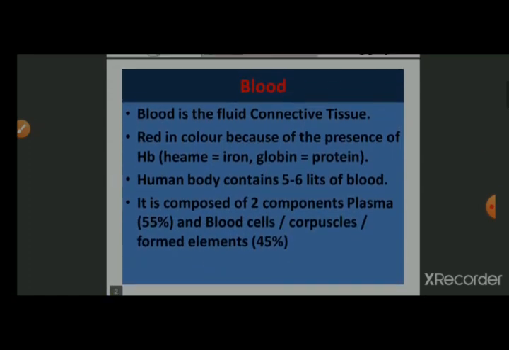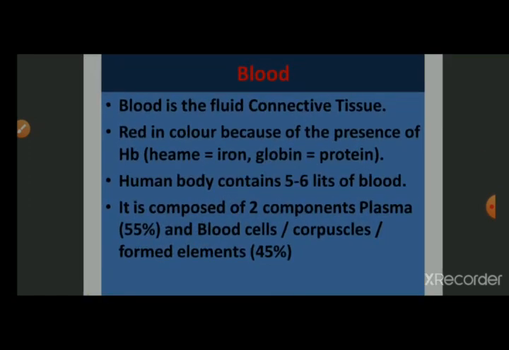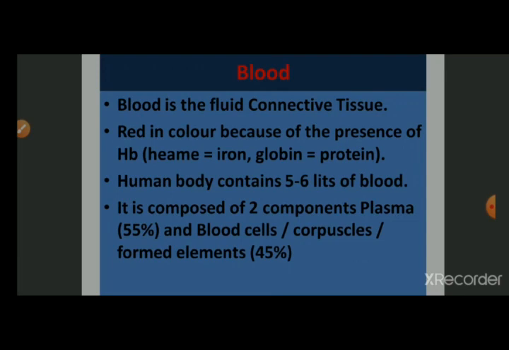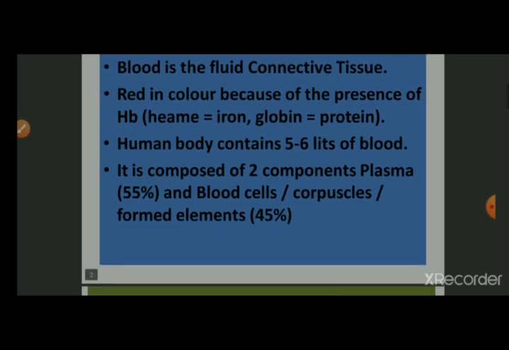Blood is fluid connective tissue. It is red in color and it's because of the presence of hemoglobin. Heme, that is the iron part, and globin is the protein part. The human body contains about 5 to 6 liters of blood, and it has two components, that is blood plasma, which is about 55%, and the blood cells or corpuscles, which is about 45%.